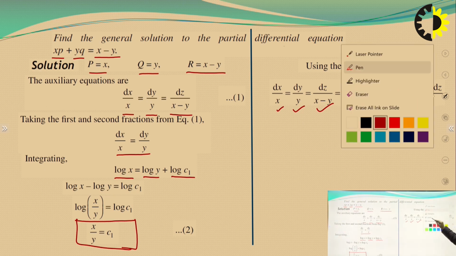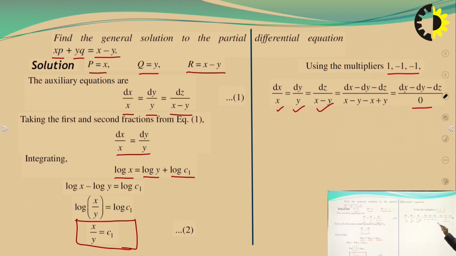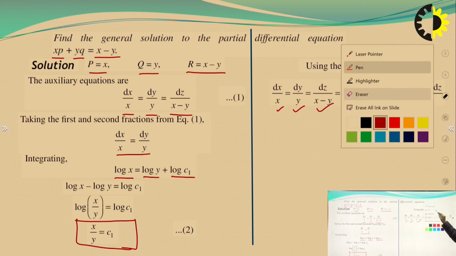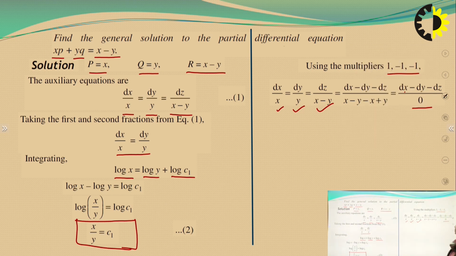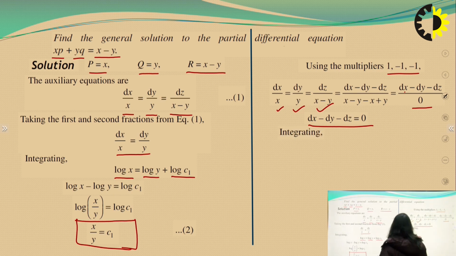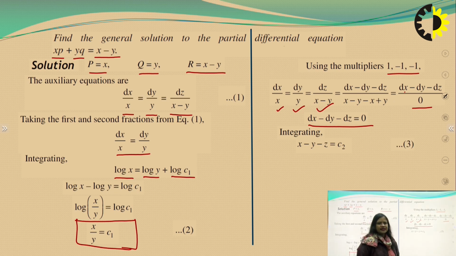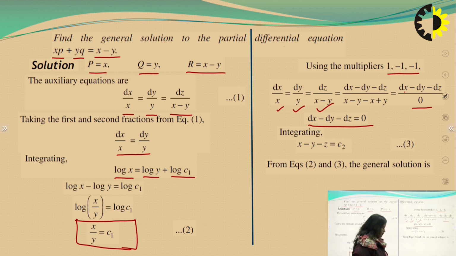Now I'll consider this numerator equivalent to 0 as discussed earlier, and on integrating this I'll get x minus y minus z equal to constant. So this is my second solution. Now from equations 2 and 3, the general solution is a function of first solution and second solution equal to 0.